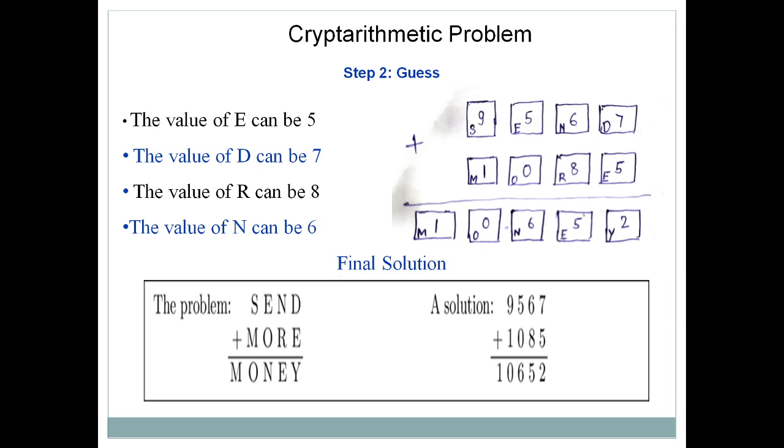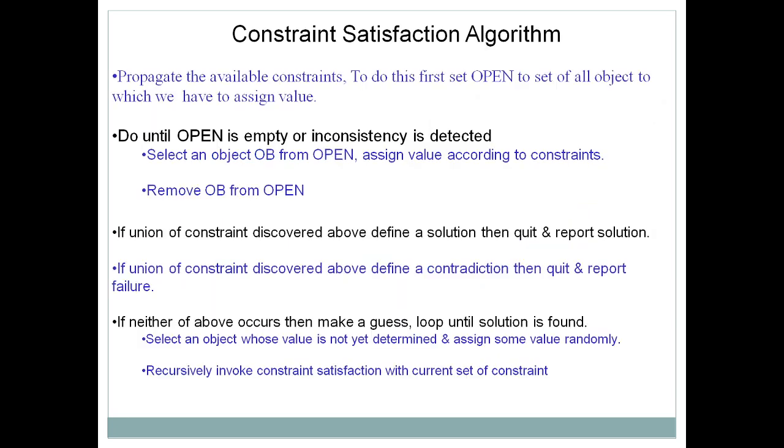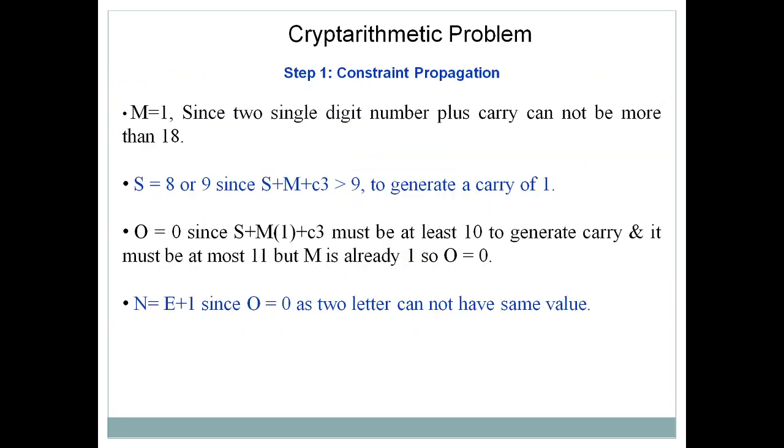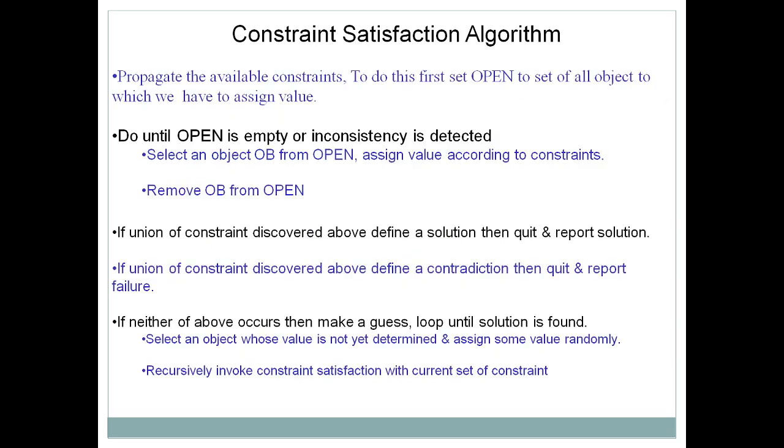Now next we discuss the constraint satisfaction algorithm. We have just discussed the example, so now it's easier to understand the algorithm. What is the first step in the constraint satisfaction algorithm? Propagate the available constraints, that we have done. To do this, first set open to the set of all objects to which we have to assign a value. That means in open we have all the variables to which we need to assign a value.